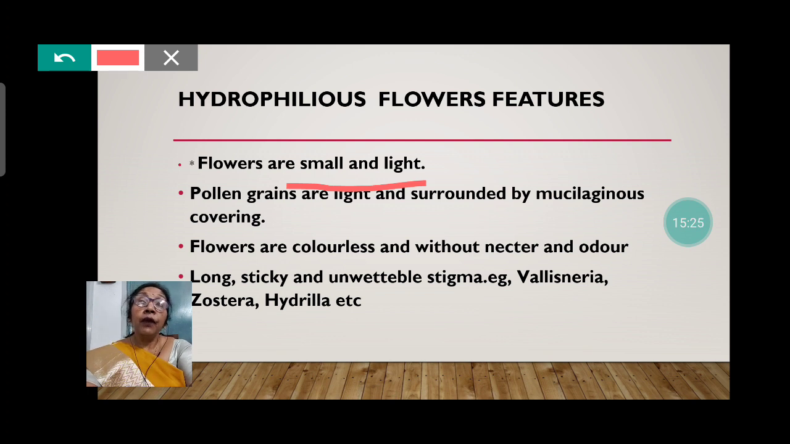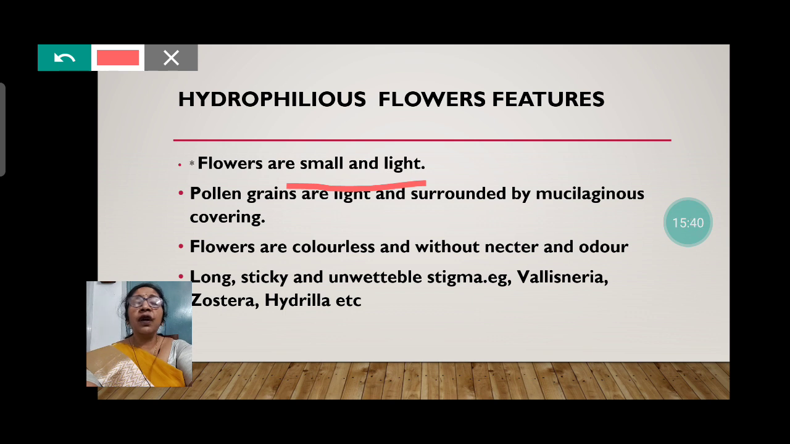Flowers are small and light so that they can be easily carried away with the help of the water current. Okay. One more point I want to tell you, it's not that all aquatic plants are pollinated by water. No. Many other aquatic plants like the water lily are pollinated with the help of insects.